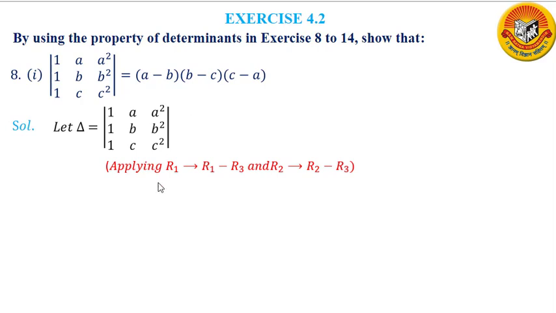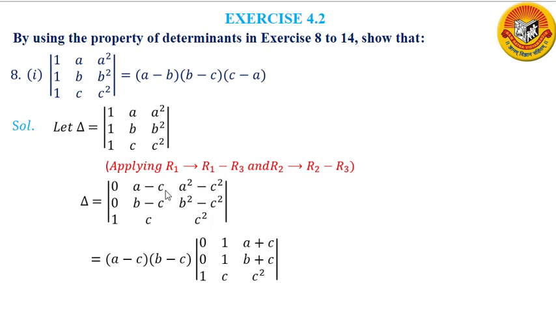So I can apply R1 as R1 minus R3, and in the same way on R2 I can apply R2 minus R3. When I apply this operation, 1 minus 1 gives 0, a minus c, and a square minus c square in the first row. In the second row I have 1 minus 1 that is 0, b minus c, b square minus c square, and in the third row I have 1, c, c square.